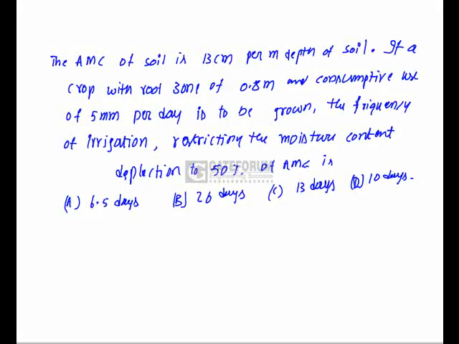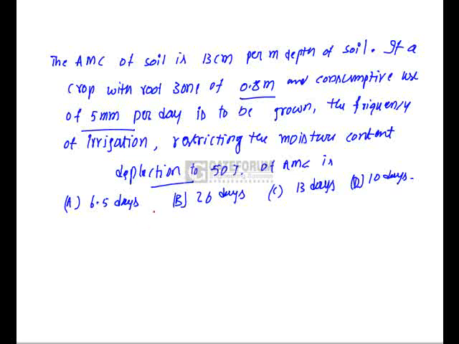The available moisture content, AMC, of soil is 13 centimeters per meter depth of soil. If a crop with root zone of 0.8 meters and consumptive use of 5 millimeters per day is to be grown, find the frequency of irrigation, restricting moisture content depletion to 50% of AMC. We have to find out the frequency of irrigation.